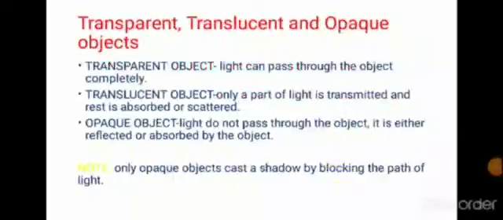Now, let us come to three types of objects: transparent, translucent, and opaque objects. Transparent objects are those objects through which light can pass completely. Translucent objects are those objects through which only a part of light is transmitted and rest part is absorbed or scattered. Whereas the opaque objects, in these objects light do not pass through the object, it is either reflected or absorbed by the object.